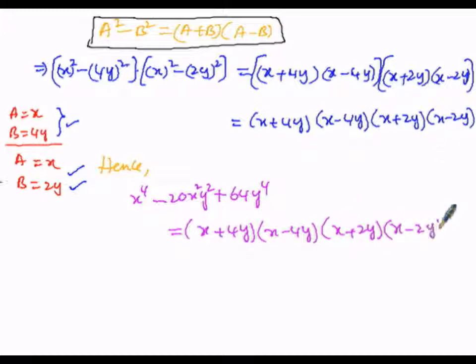So in this manner we got these as the 4 factors of the given polynomial, that is x to the power of 4 minus 20x square y square plus 64y to the power of 4.